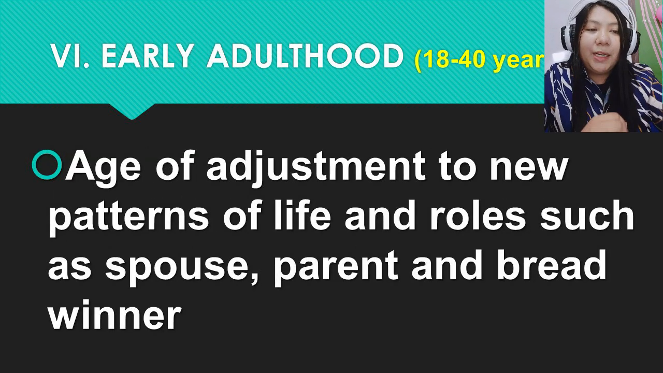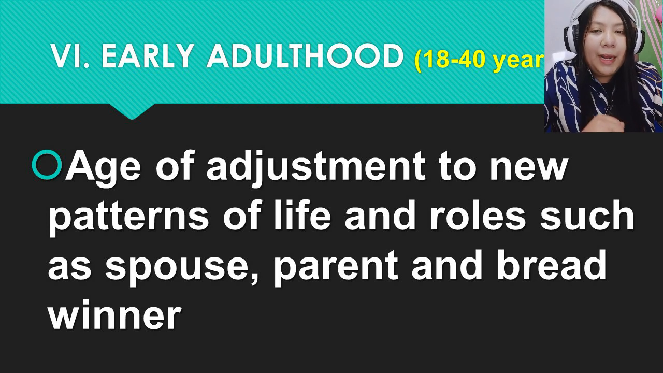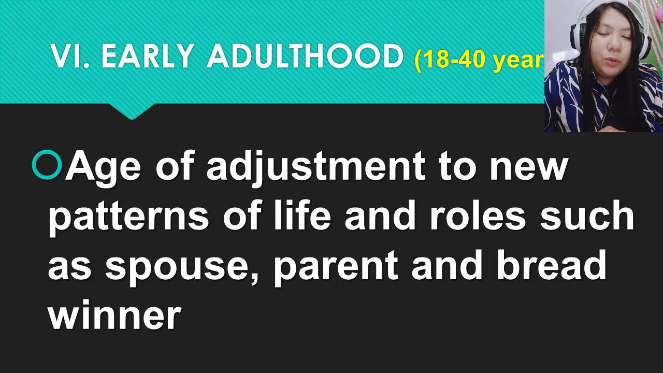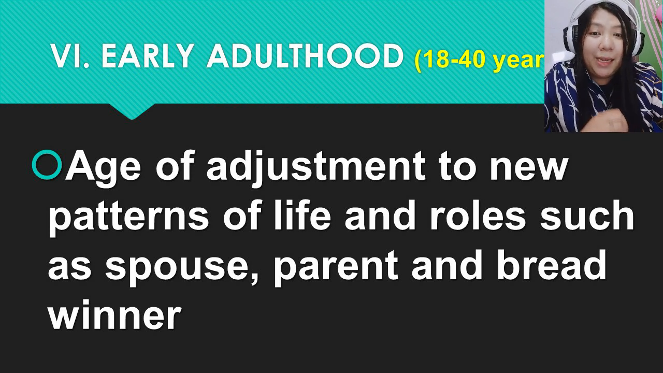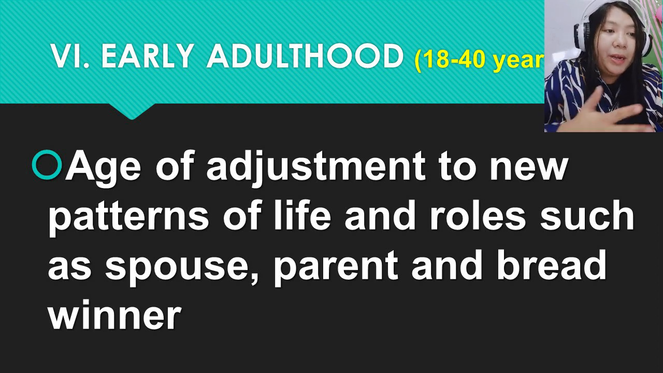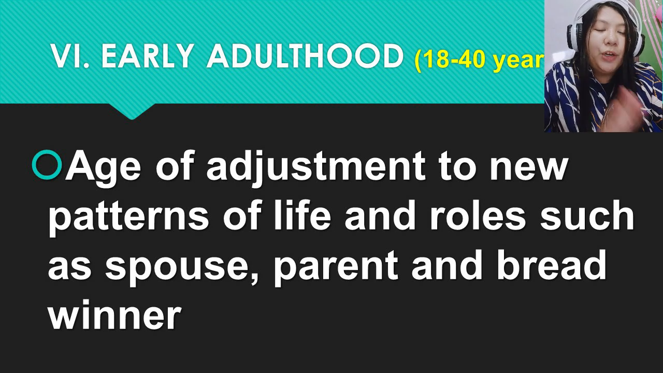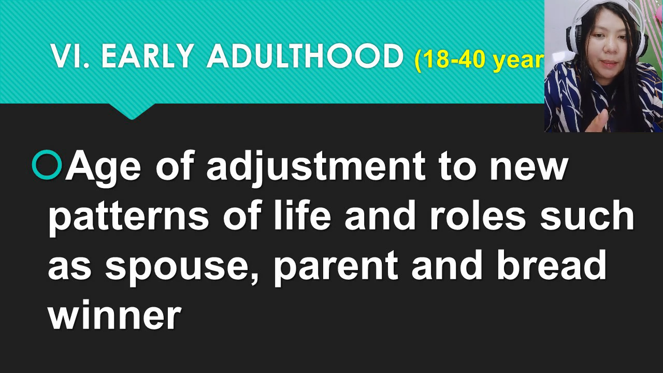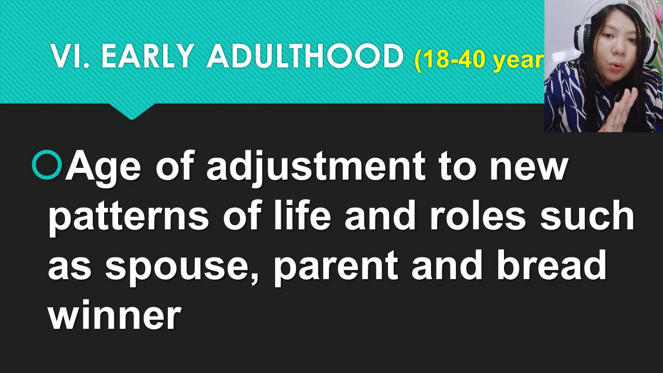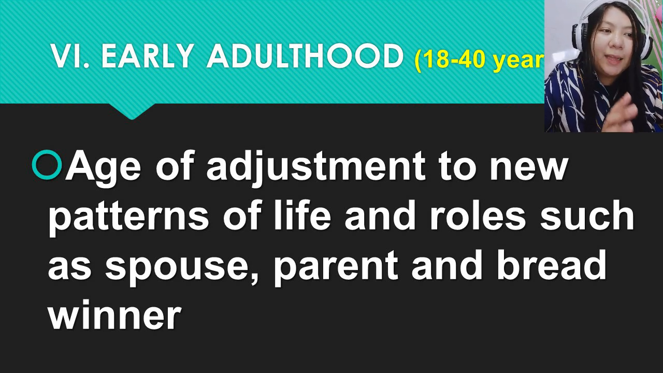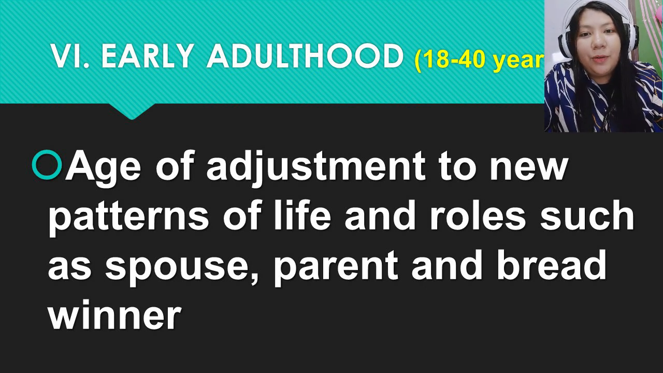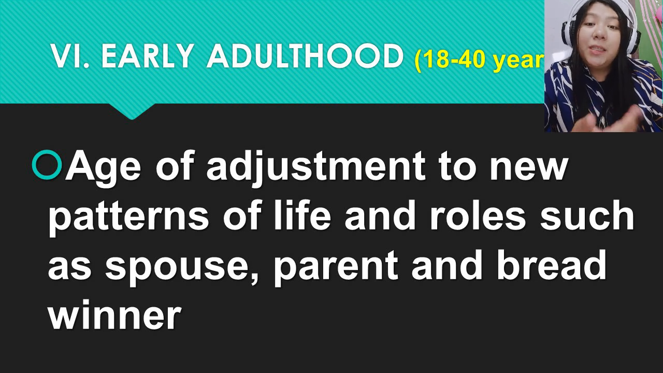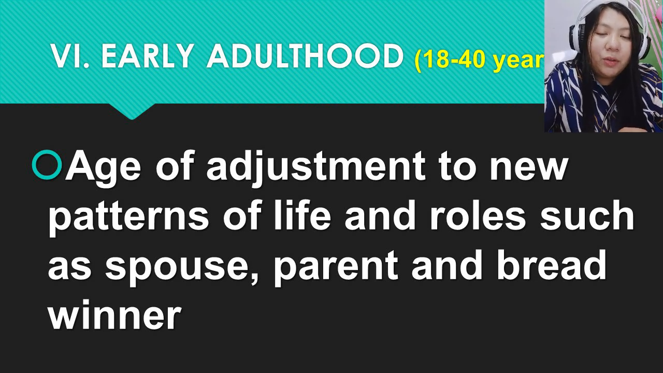Okay? Next is early adulthood. Early adulthood is from 18 to 40 years old. So it is the age of adjustment to new patterns of life and roles such as spouse, parent, and breadwinner. So, yan, early adulthood. So, dito nagkakaroon ng adjustment. Depende kung saan tumungo, kung saan yung path na tinahak natin. So, for example, sa ganitong age, usually nagkakaroon ng asawa. So, there is now a transition or there is now an adjustment, diba? From being single to a married one.